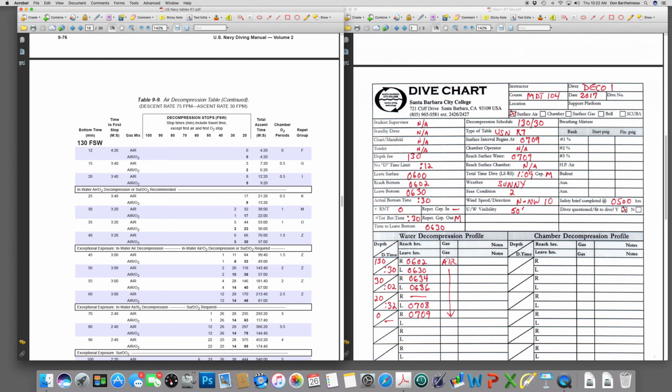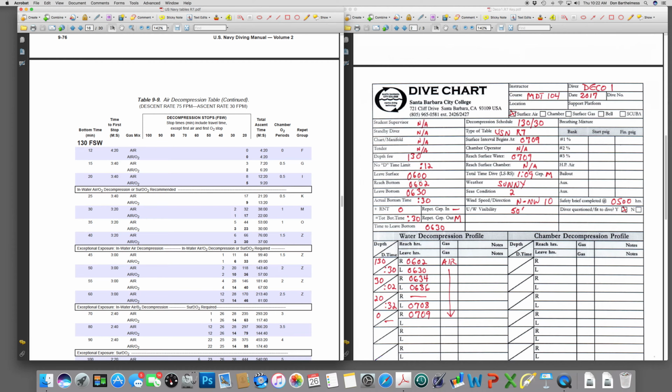The gas that I'm breathing is air all the way through. I'm going to write that here, and I'm also going to write it over here under where it says breathing mixture. I'm going to write air. This is our bottom mixture. If I leave the surface at 6 o'clock, I'm going to leave the bottom at 6:30. That information I tell you. Now, it says reach bottom here.